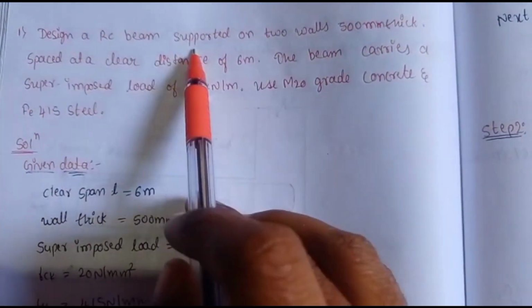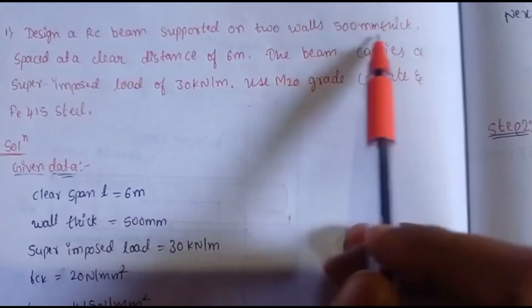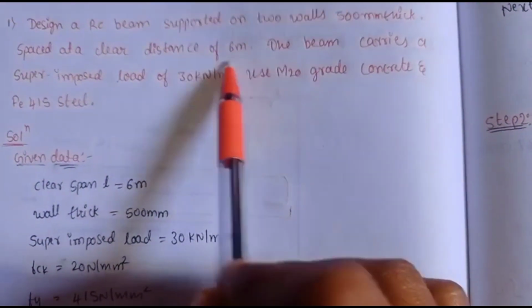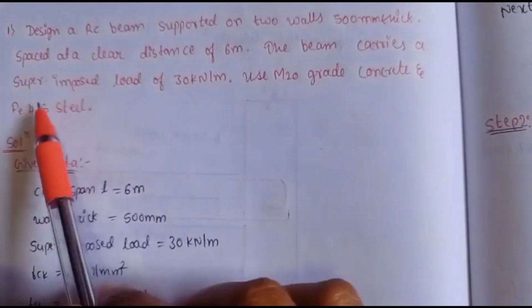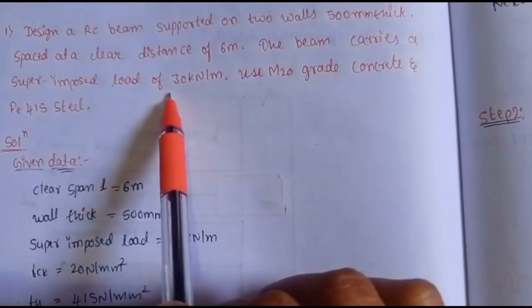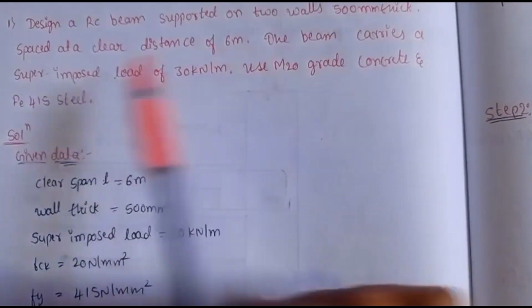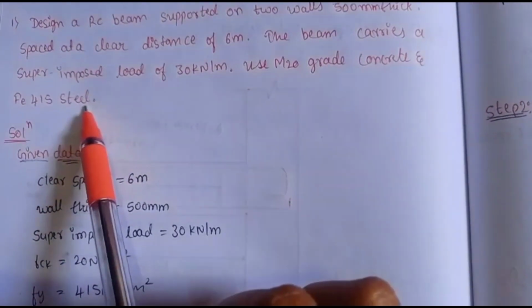Design an RC beam supported on two walls 500 mm thick, spaced at a clear distance of 6 meter. The beam carries a superimposed load of 30 kN per meter. Use M20 grade concrete and Fe415 steel.